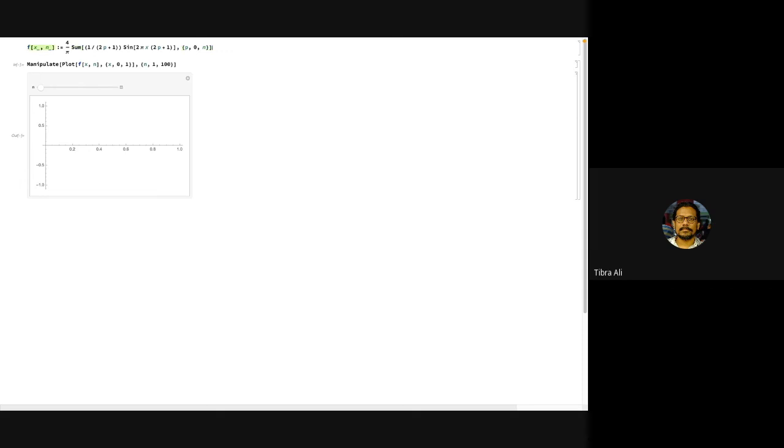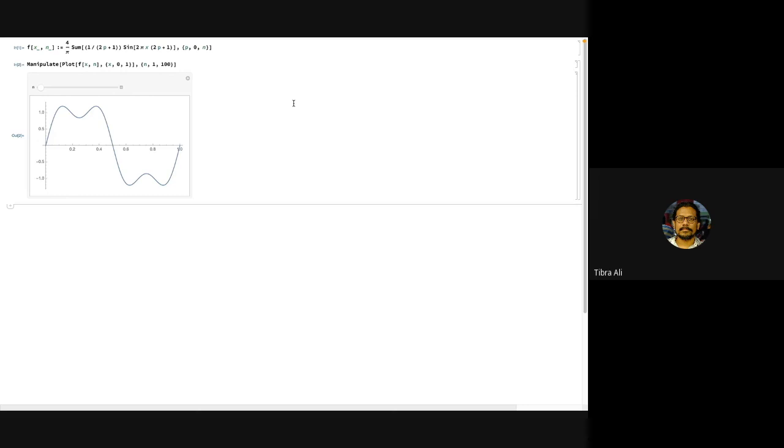Now I'm using the Manipulate function, and the amazing thing about Manipulate is that it's this fun function in Mathematica where you can see your plot change dynamically as you change n, one of the parameters. Here, what I'm plotting along x is x, along y is the function, as a function of the parameter n. If n is 1, we see that it's a crude approximation to the square wave, okay?